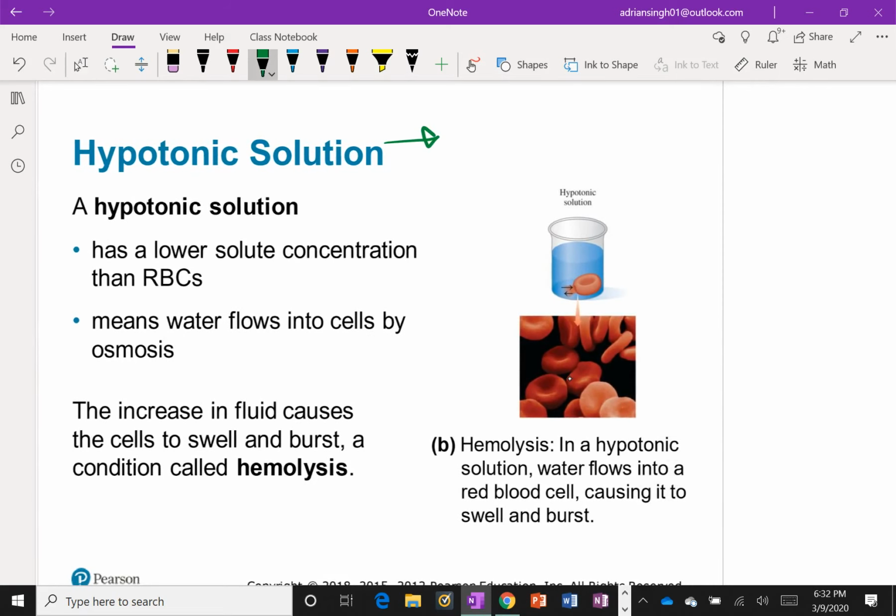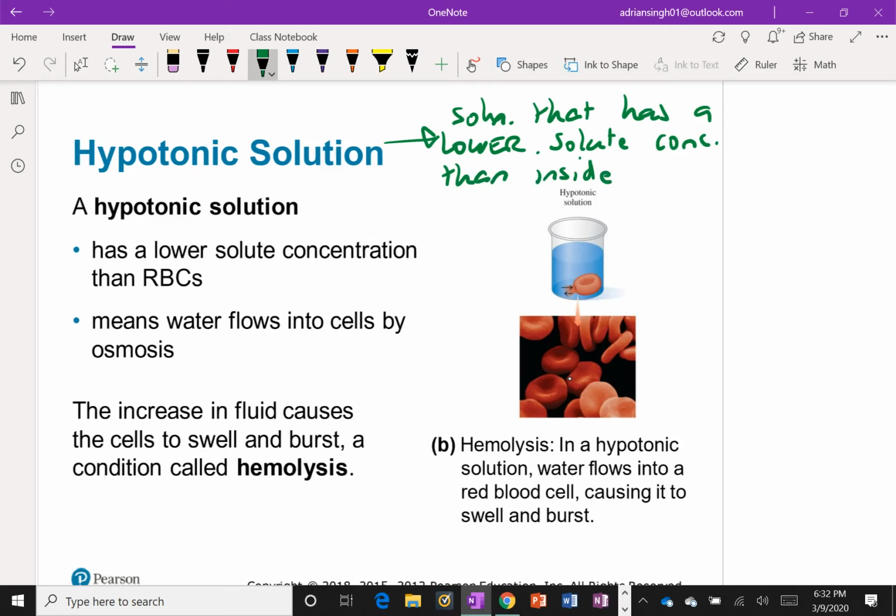And a hypotonic solution is a solution that has a lower solute concentration than inside the red blood cell. Right? One way that I use to remember this is hypo, low. Or hypothermia, right? You have a lower body temperature than what you're supposed to.